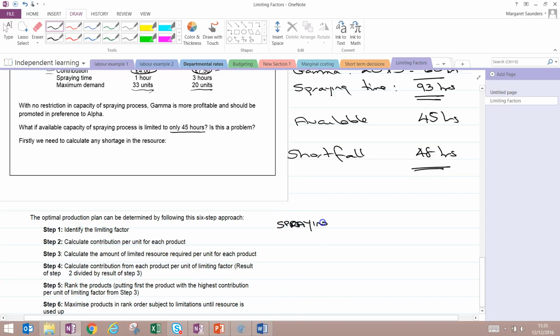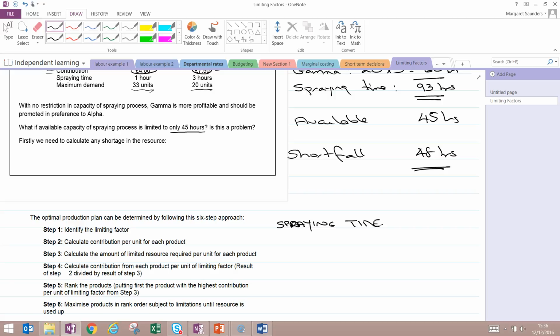We know that we have a shortage of spraying time. Step number 2 is to calculate the contribution per unit for each of our products. Step number 3, calculate the amount of the limited resource we require for each of our products. Step 4, calculate the contribution from each product per unit of limiting factor.